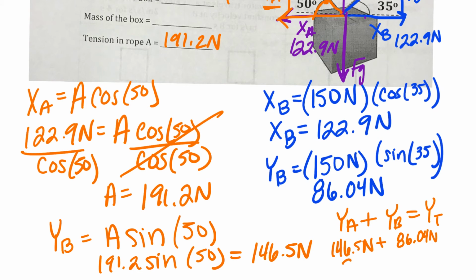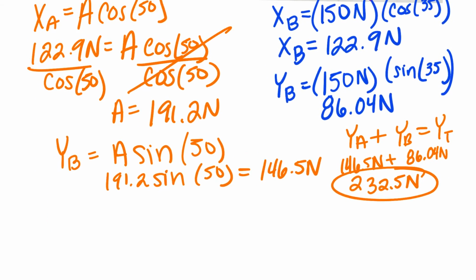And that's going to equal 232.5 newtons. And that is the total that those ropes are pulling it up by. So this one's pulling it a little bit up, this one's pulling it up, in total it's that many newtons up. So that's going to equal the weight of our box. So we can find the weight of the box now is 232.5 newtons. And the last thing we want to find is the mass.